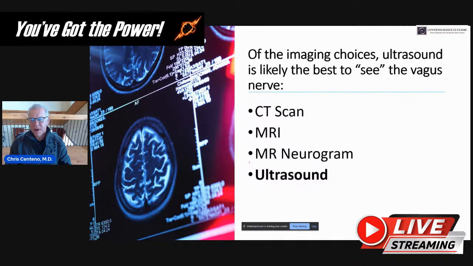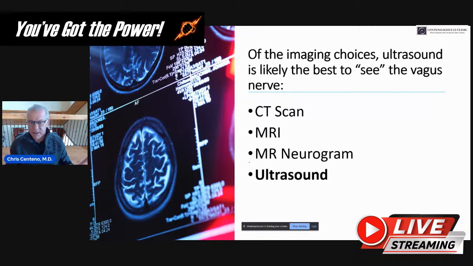And if we're going to talk about imaging for the vagus nerve, we can talk about CT scan, MRI, MR neurograms, and ultrasound. And ultrasound is probably the best of these, in that it's the least expensive. The vagus nerve is relatively easy to see on ultrasound. Might be a little harder if you had a really heavy patient, but in most patients, pretty easy to see. So ultrasound is probably the way you would want to go if you wanted to look at the vagus nerve.